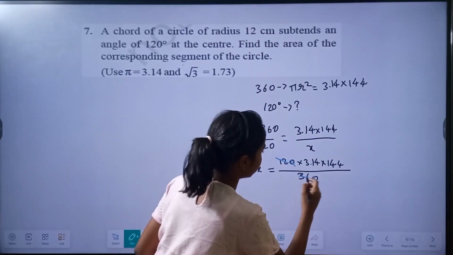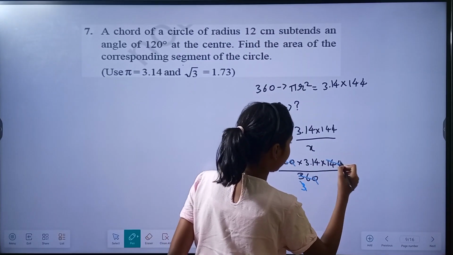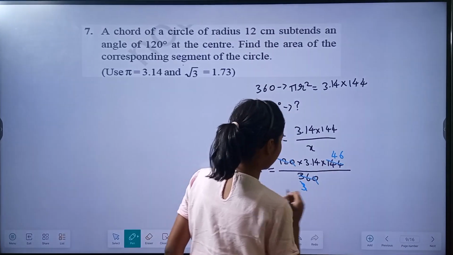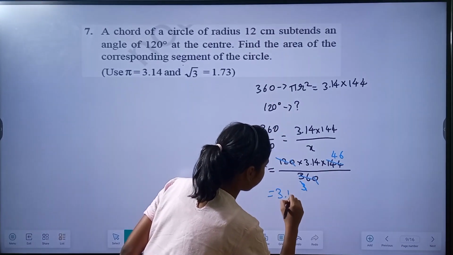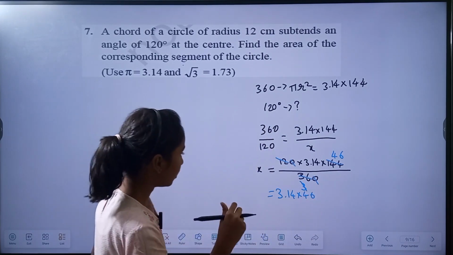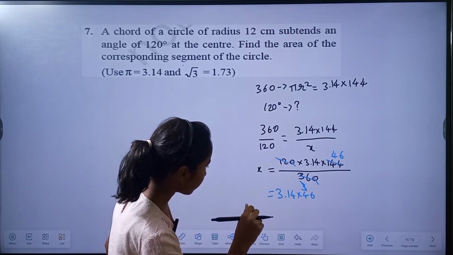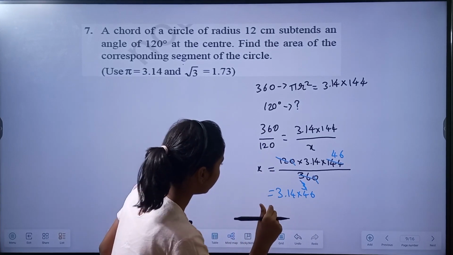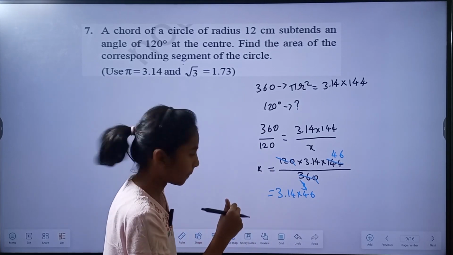We'll get 12, 36, we have 3. And if we cancel these both, we'll get 4, 6. So x equals 3.14 into 48. If we multiply those both, we get 150.72.